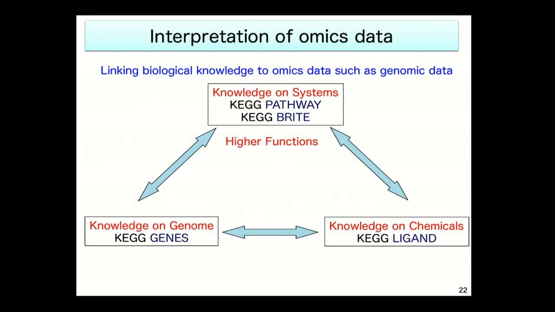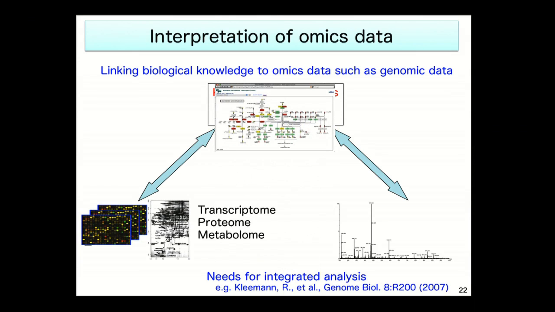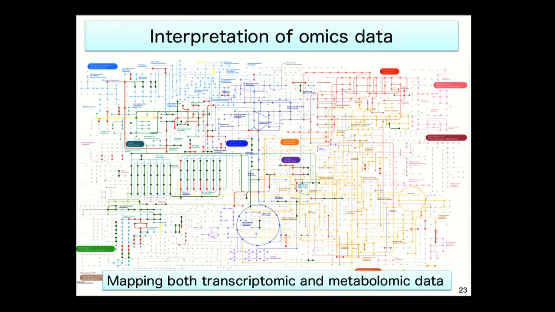And in terms of the interpretation of omics data, we can also use this relationship, because we can map the transcriptomic information and the proteomics information to the KEGG genes database information, and the metabolomic information to the KEGG ligand chemical part of the KEGG database, and then map that information to the KEGG pathway diagrams like this. In fact, you can do this for the whole overview of the metabolic networks like this.